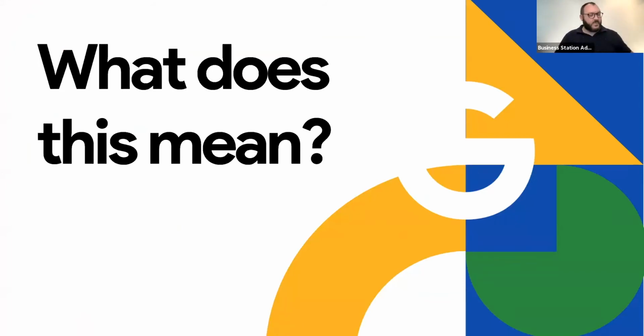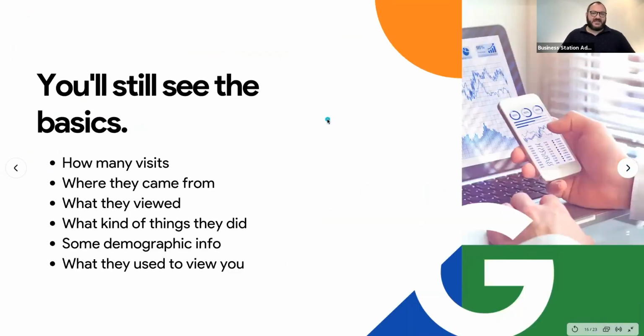So all this, what does it actually mean to you? The small business owner in Western Australia, Queensland, or the Northern Territory who has a website that they're measuring traffic to, you're still going to see the basics. You're still going to see how many visits there were. You're still going to see where those visits came from and what they viewed and what kind of things they did on your website, a little bit about their demographic info, where that's known, or at least where the algorithm can extrapolate that information. And you're going to see what they used to view you. So what kind of devices, what kind of screen sizes, whether it's mobile, desktop, a tablet, that kind of thing.